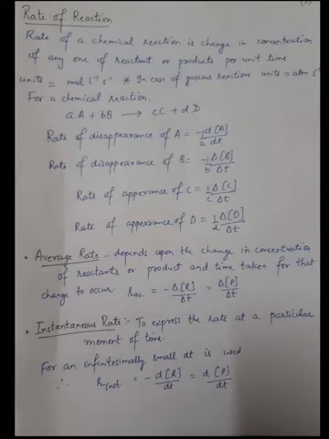Now instantaneous rate. Instant means any instant of time, so to express the rate at a particular moment of time, we calculate the instantaneous rate. Instantaneous rate is for an infinitesimally small change, so dt is used. dt means a small change. So R instantaneous is equal to minus dR upon dt, equal to dP upon dt.